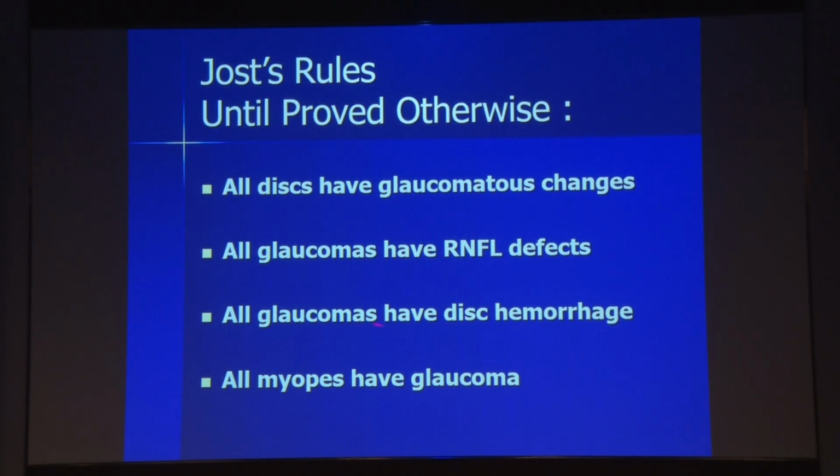Then all glaucomas have disc hemorrhage. As I said, look out and rule out disc hemorrhage rather than the disc hemorrhage staring at you. And last but not the least, all myopes have glaucoma. In every myope, suspect glaucoma, rule out glaucoma. These are the JOS rules.